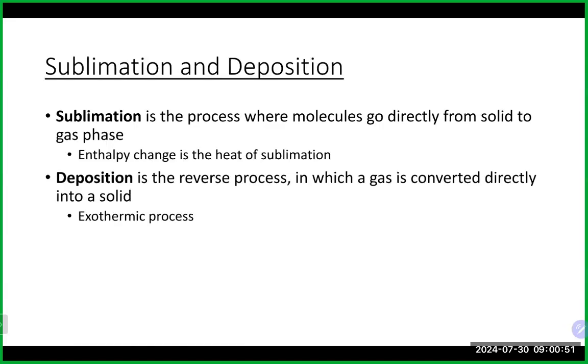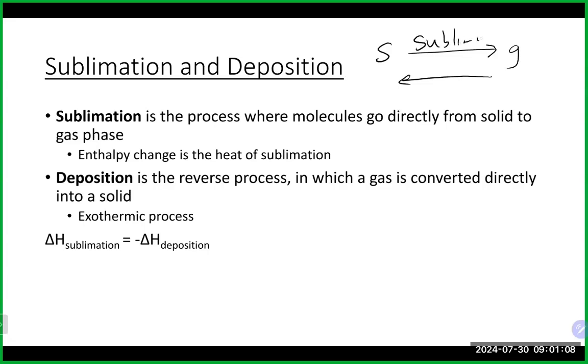Now, the last transitions are sublimation and deposition, and that is the transition of solid directly to gas. We skip the whole liquid process, and gas back to solid, skipping the liquid process. Again, this is sublimation happening. This is deposition. And in terms of energy, this is still endothermic this way and exothermic heading in that direction. Sublimation is the process where it gains enough energy to just leapfrog over the liquid phase.